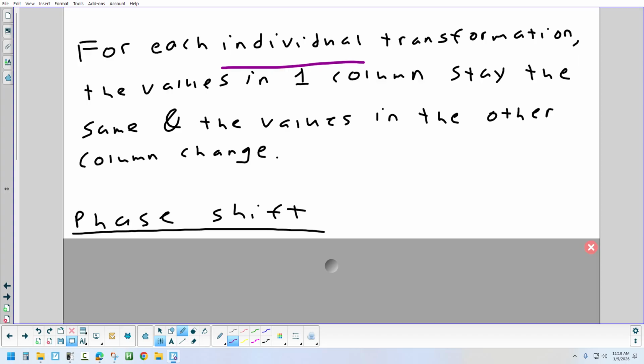Starting with a phase shift. We haven't seen that word before, phase shift. But a phase shift is when you shift the graph left or right. Why don't they call it a horizontal shift? I don't know. With sine and cosine and all the trig functions, they call it a phase shift. But it just means horizontal shift.